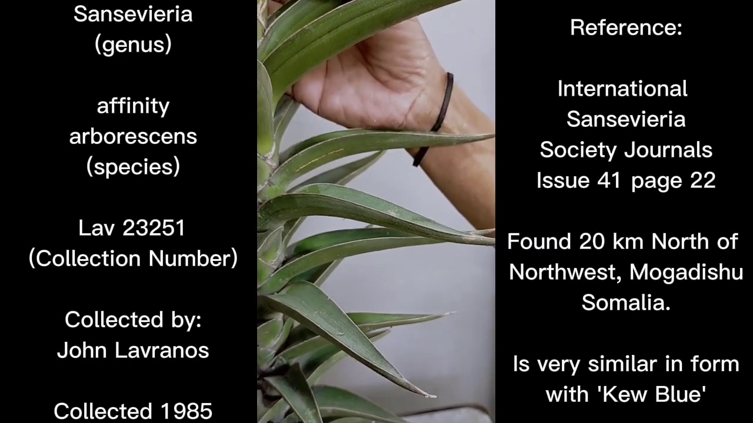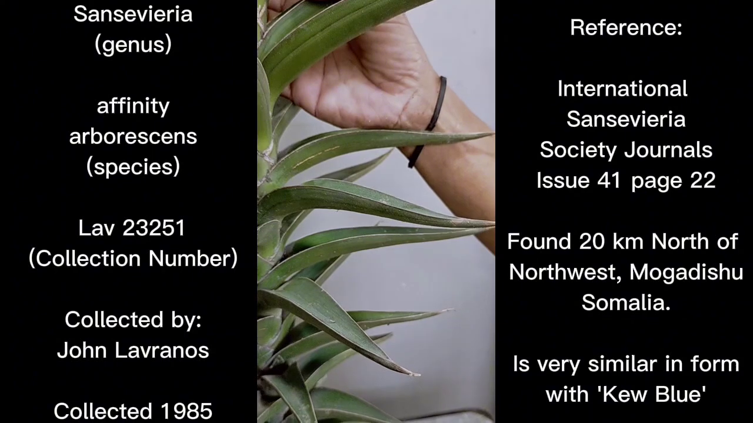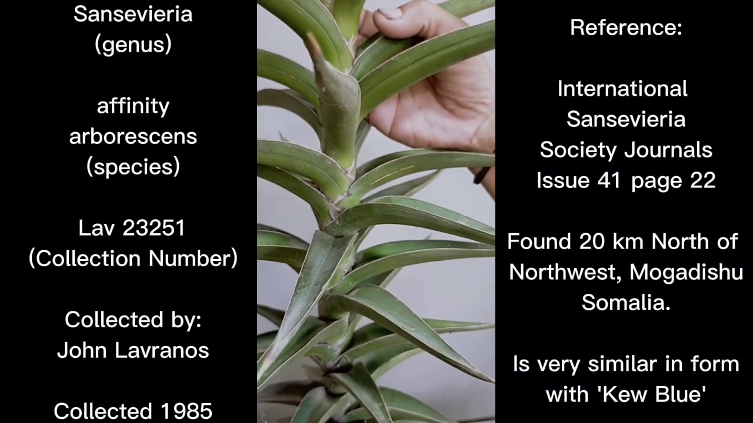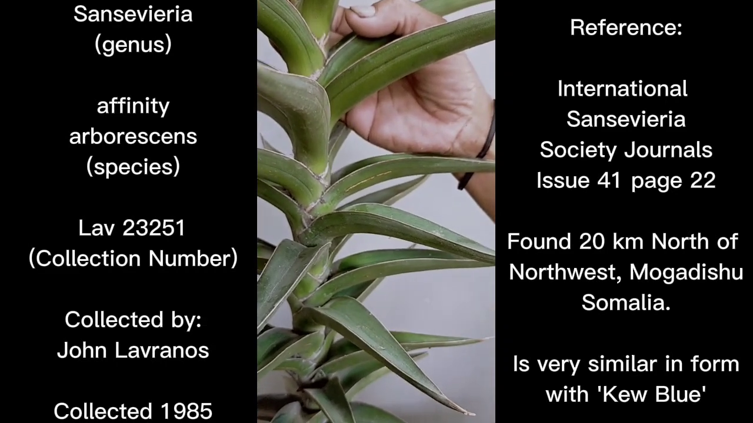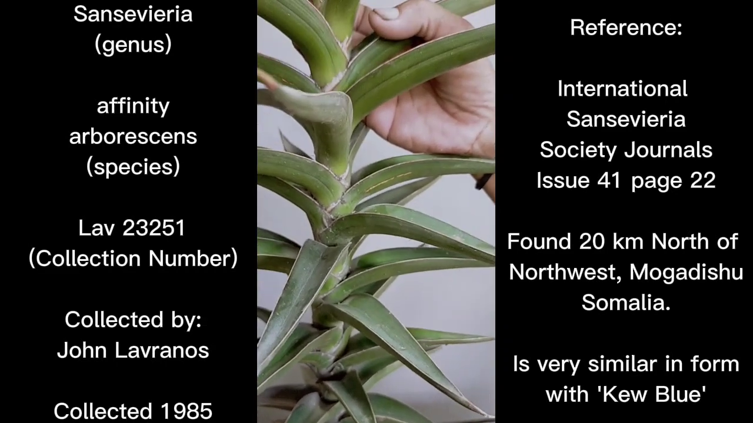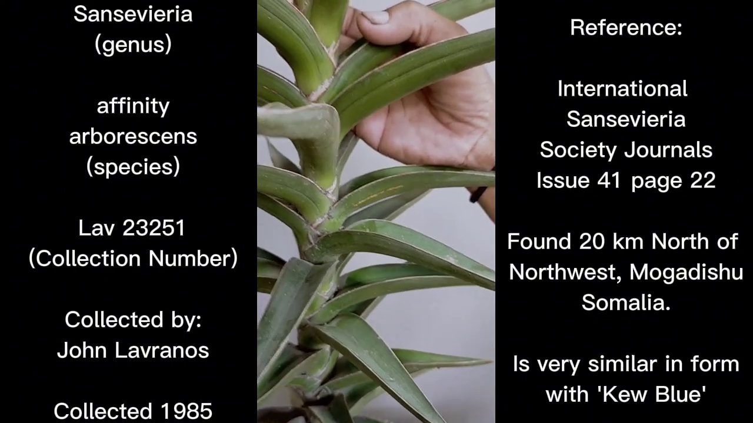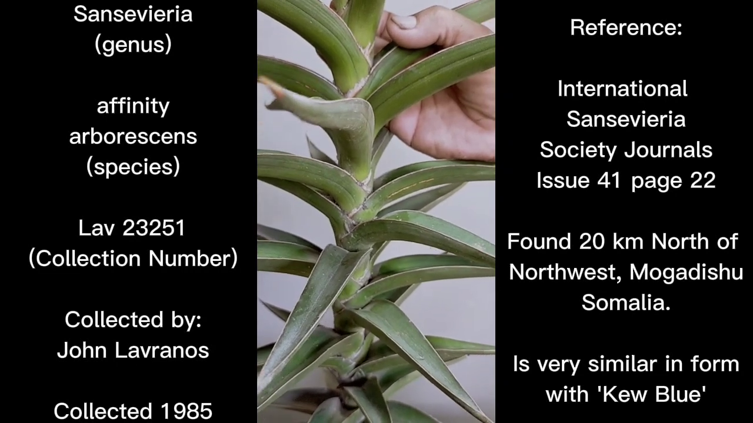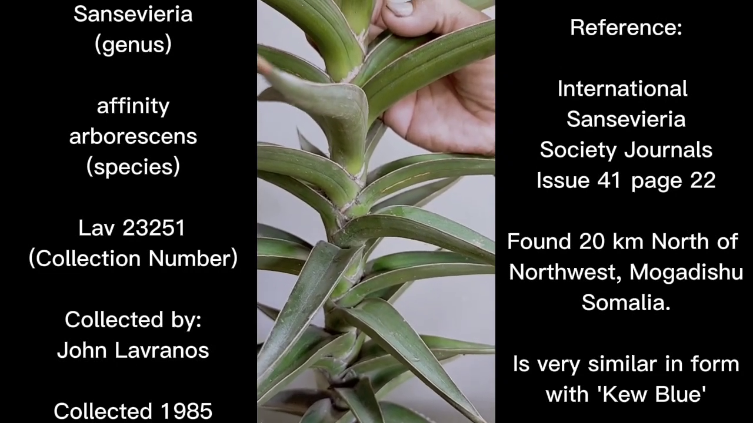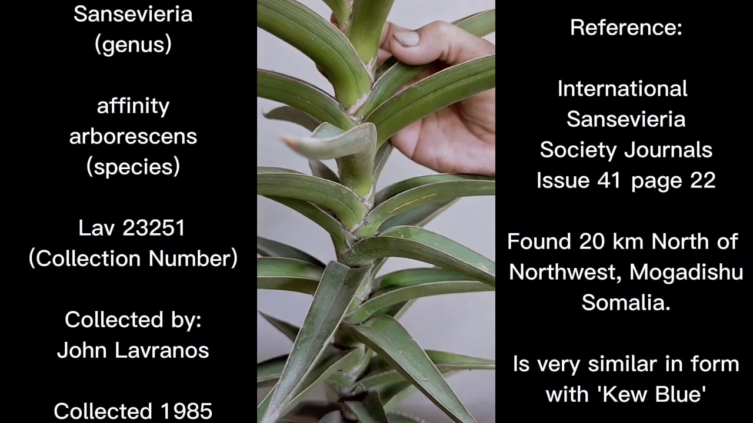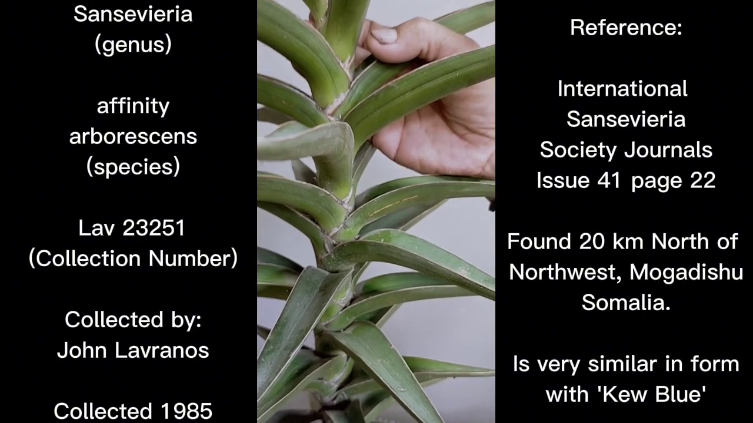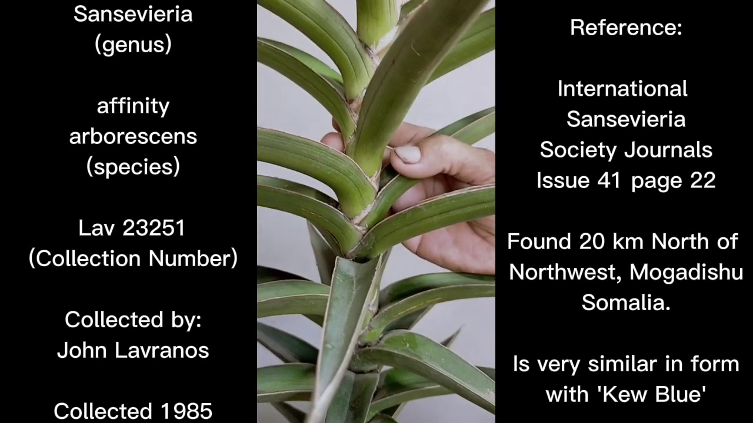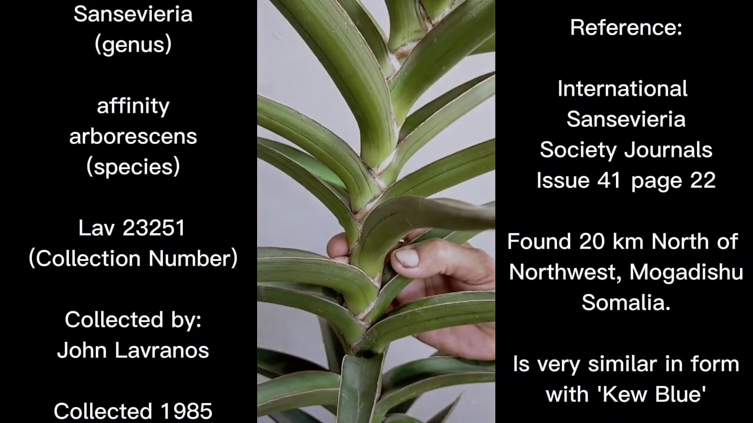Like I have explained in the past, affinity means that it is something very close to the original species but not exactly the same. So perhaps it is a variety of the original species, since Sansevieria arborescens as a species is arborescent in characteristics, and the one that I'm showing you right now, the affinity arborescens, which is Lavranos 23251, is also an arborescent type of Sansevieria.